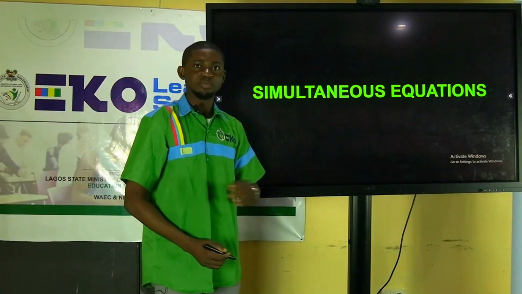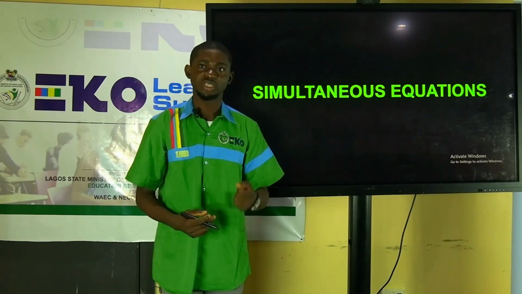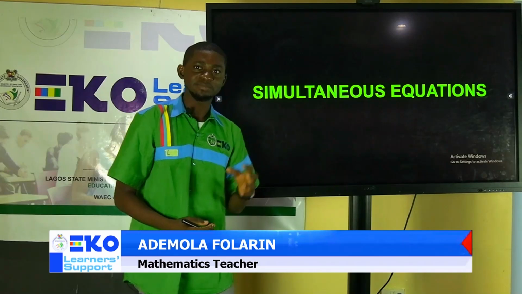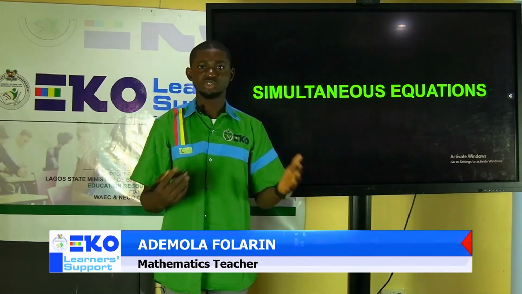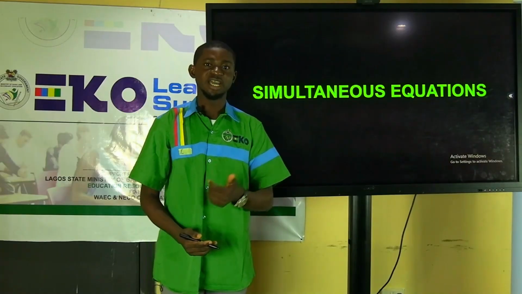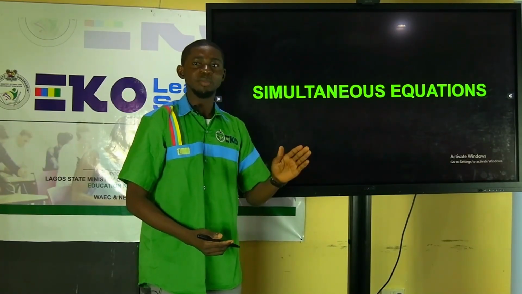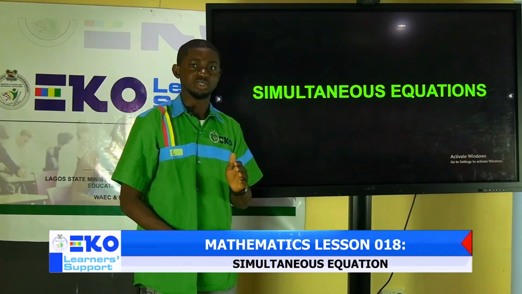Simultaneous equation. Before now, as mathematics students, we've learned several things about equations in mathematics. It's a mathematical statement that tells us that two algebraic expressions are equal. The basic part of it is the linear equation, which you have learned before now. Here we are looking at a more complex one, simultaneous equation.